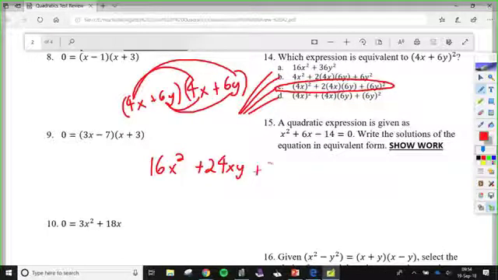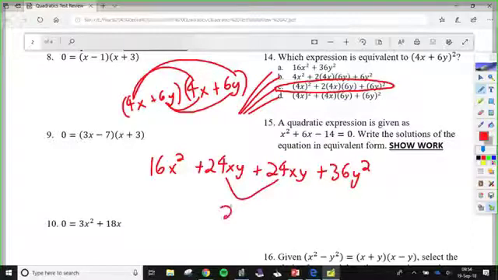6y times 4x, you wrote 24xy again. And then 6y times 6y, you get 36y squared. And that's fine. You can combine those to make 48xy. And this is all well and good.